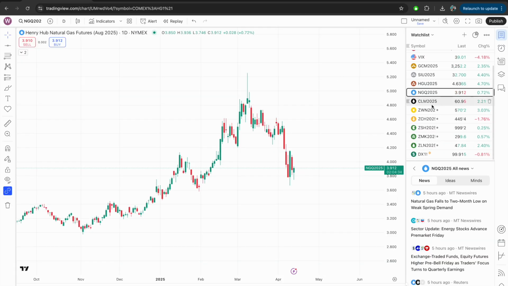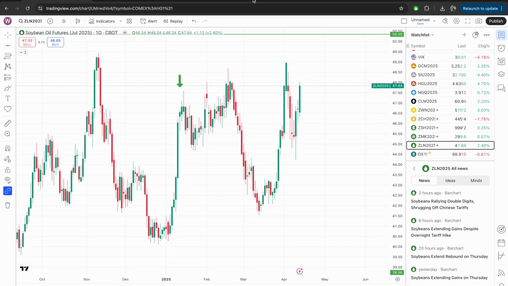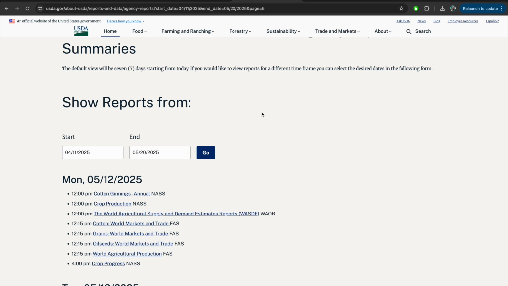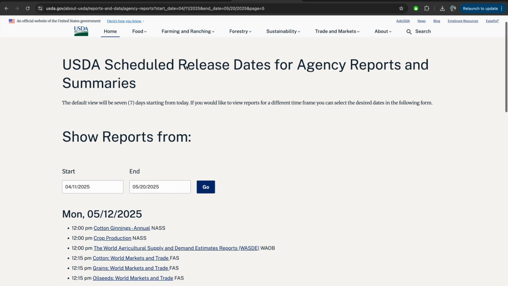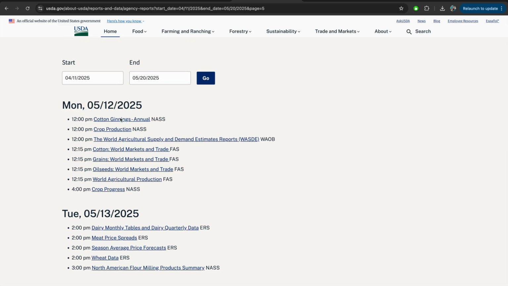Now, the other few things are just the grains, basically. For the grains, it will be the USDA scheduled release dates for agency reports and summaries. There's a bunch of different reports here. The biggest one that you look at is the World Agricultural Supply and Demand Estimates report, which is the WASDE report, which comes once a month. This one is due on May 12th.